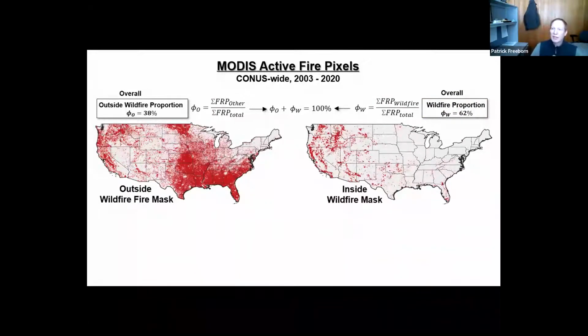Conversely, we took the MODIS active fire pixels and split them into locations detected outside of a wildfire mask, shown on the left, and then those detected inside the wildfire mask on the right. And so we calculated the wildfire proportion as the sum of fire radiative power detected inside wildfires divided by the total.